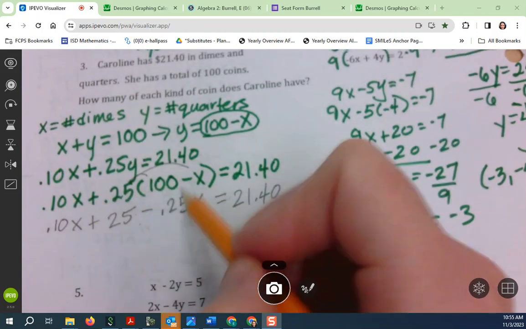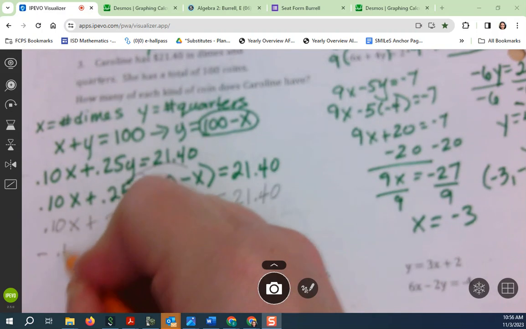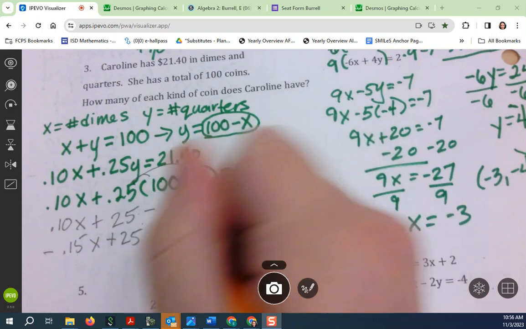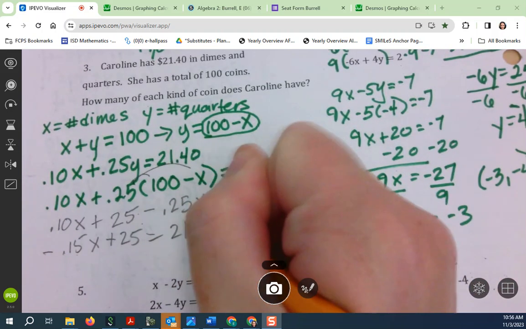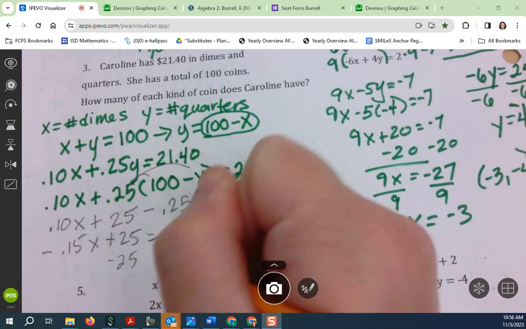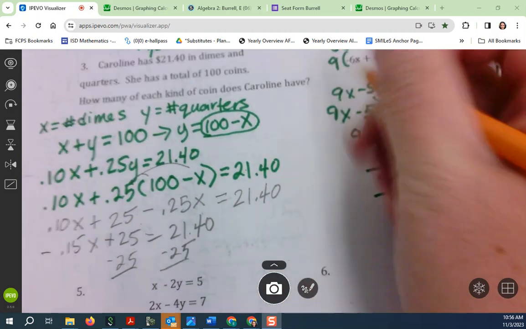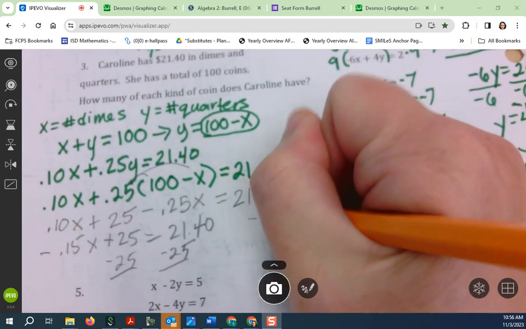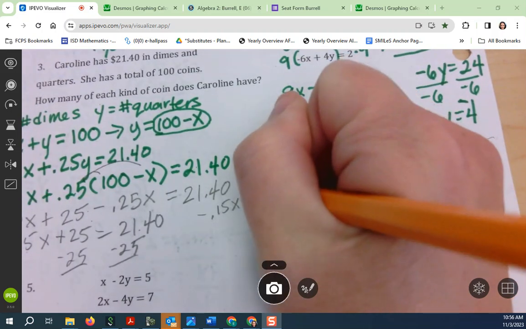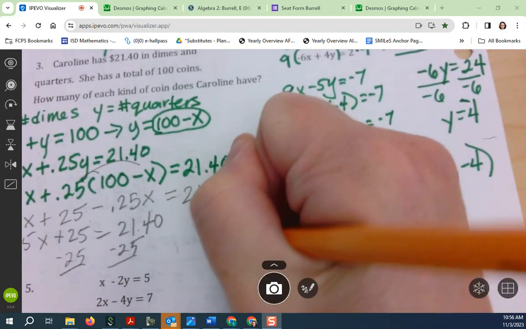And then I subtracted these, and so I get negative 0.15x plus 25 equals 2140. And then I'll subtract the 25. And I get, oh, I'm running out of space. Negative 0.15x equals negative $3.60. And then I'll divide by the negative 0.15.